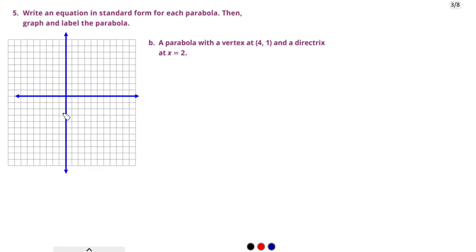Next one, we're going to start the same way. We go ahead and plot the information we have. (4, 1). And this time it tells me where my directrix is. The directrix is at x equals 2. So that's an up and down line where it's equal to 2.